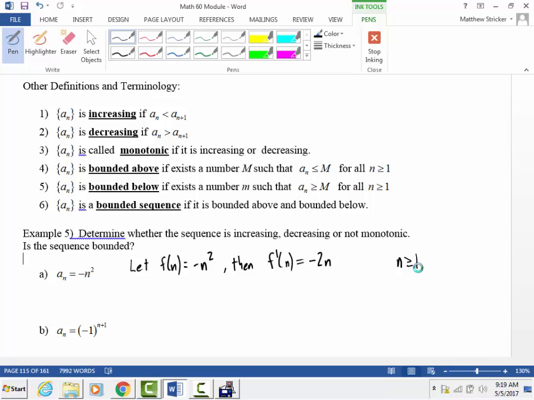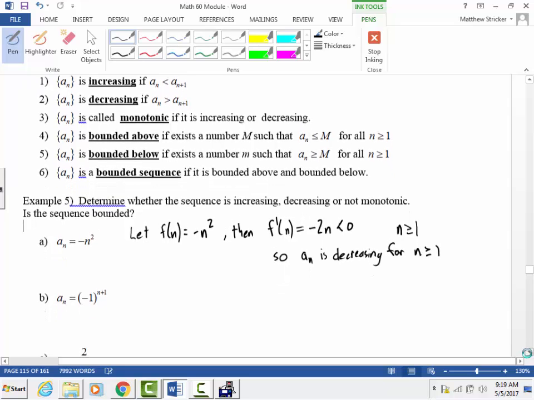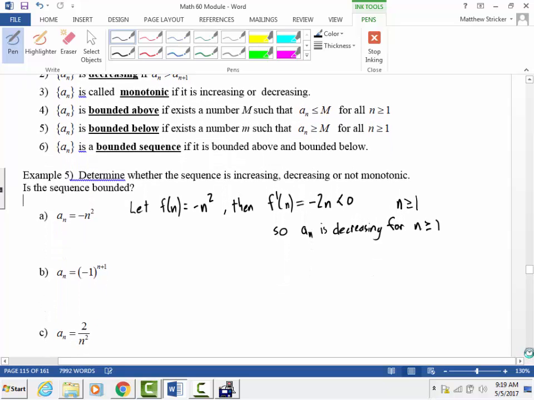Think about it. If you plug any positive number in here for n, it's going to be a positive number times negative 2. This is always going to be less than 0. So a sub n, if it's less than 0, a sub n is decreasing for n greater than or equal to 1. Okay. Any questions about that one? Does that make sense? Okay.